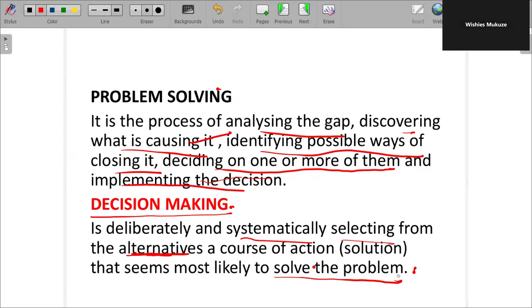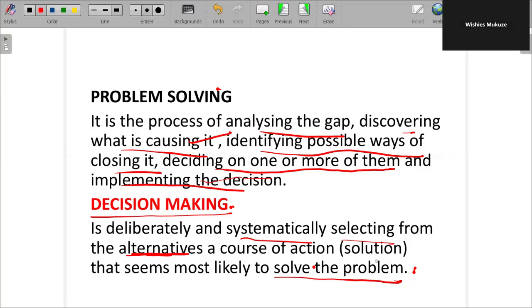You have so many choices. So you need to choose the best choice or alternative that can solve that problem. That's what you call decision making. We are making a decision from the alternatives. We are choosing from the alternatives the best solution to solve a problem.